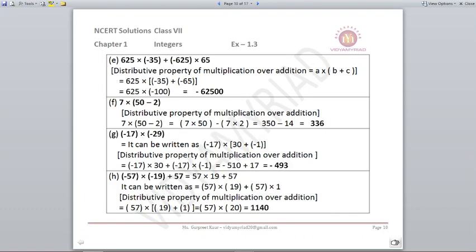Next E part, they are saying 625 into minus 35 plus minus 625 into 65. Now here again this is the distributive property of multiplication over addition. Now if you see over here, you have 625 as common in both the cases. So I can take 625 outside. Inside, whatever is left, just write down.